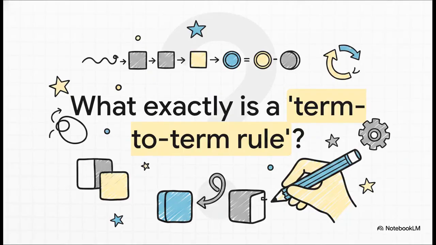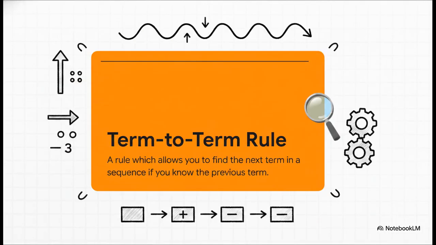Okay, time for a quick definition. We've actually been using this idea already without putting a name on it. So, question 3. What exactly is a term-to-term rule? Yup, it's pretty much what it sounds like. It's the simple instruction that tells you how to get from one number in the line directly to the next one. You know, like add 4 or subtract 3. It's the most direct route.